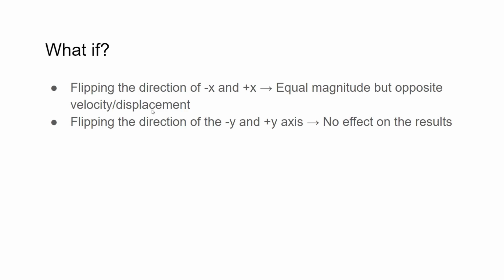Flipping the direction of negative x and positive x would lead to an equal magnitude but opposite velocity and displacement throughout the motion. And then flipping the negative y and positive y axis would not have any effect on the results, since there was no motion in that axis.